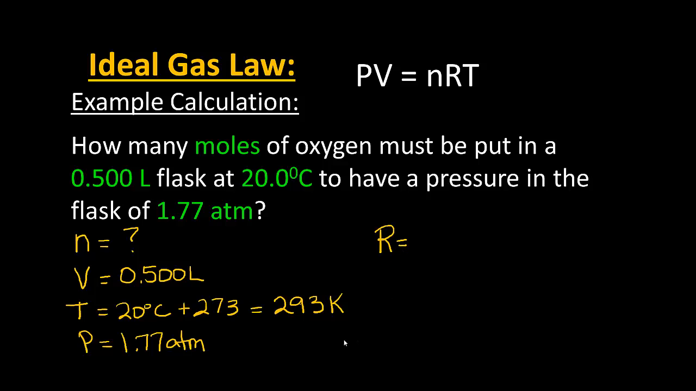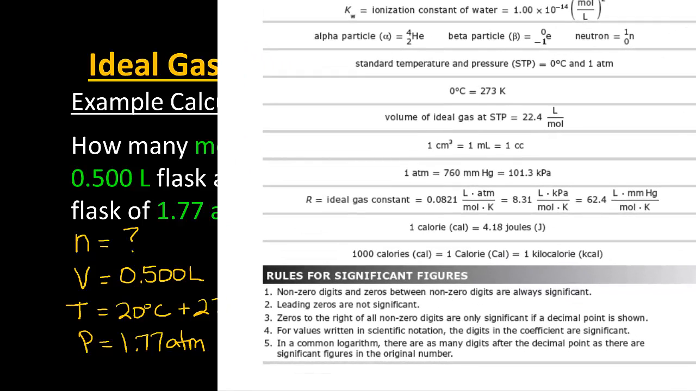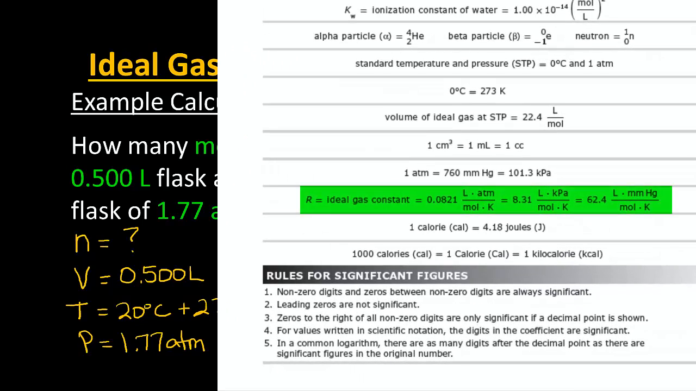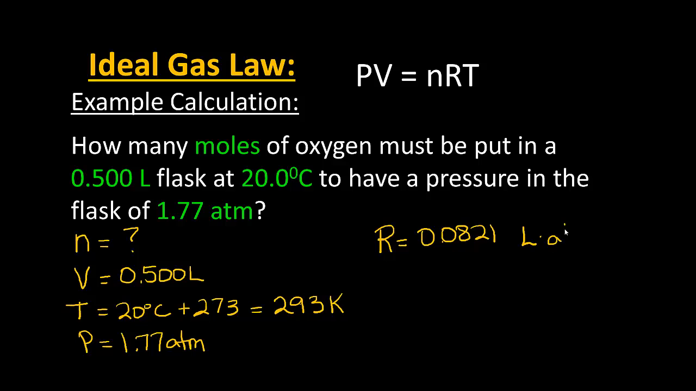Now let's look at our star reference sheet. And our star reference sheet gives us the R values. And my pressure is in atmospheres, so I'm going to be sure to use the R that is in atmospheres, which is 0.0821. And my units are liter atmosphere per mole Kelvin.